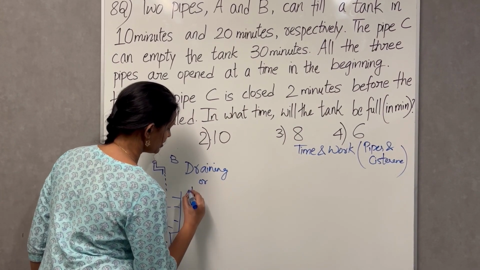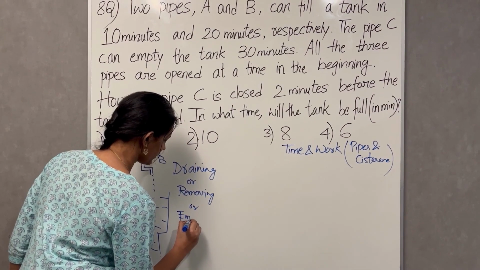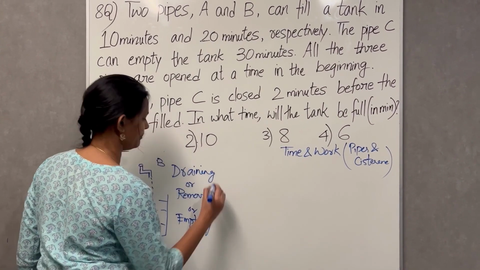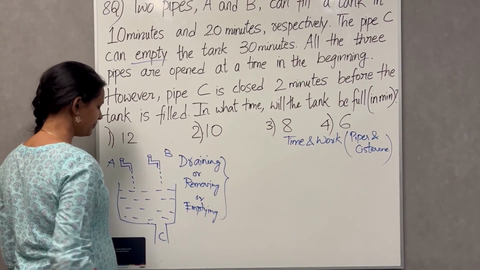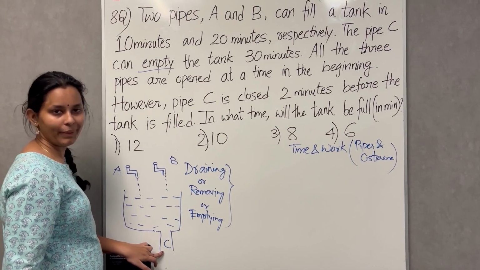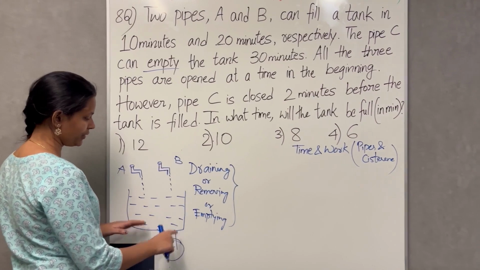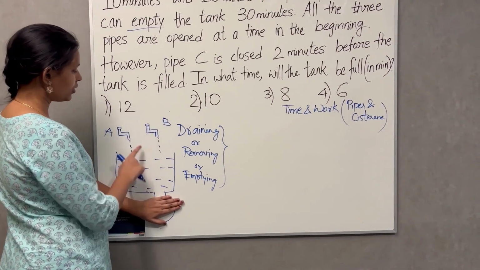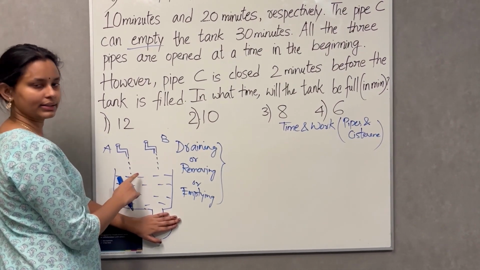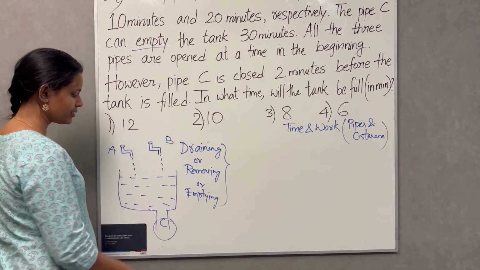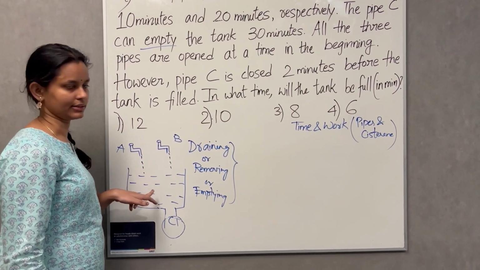Draining or removing or emptying. Emptying means the same. But this pipe C is closed 2 minutes before the tank is filled. Here A, B and C are open at the same time, but in the last 2 minutes before this tank is going to fill, this is closed. Means before 2 minutes, only A and B are working, that is filling the water. That means before 2 minutes, this tap is closed, means only positive work is done.